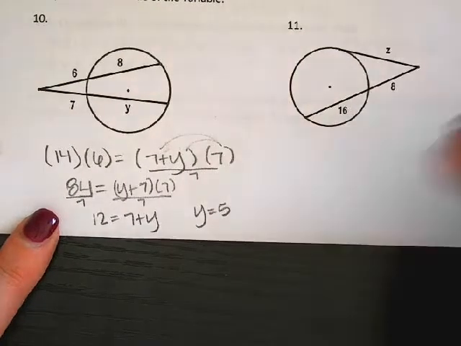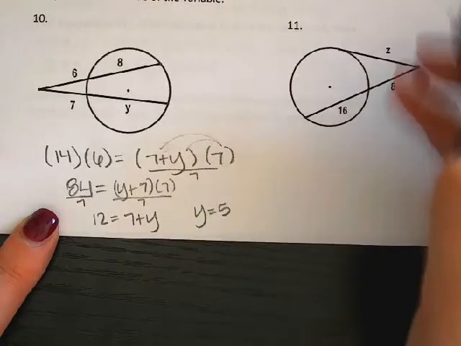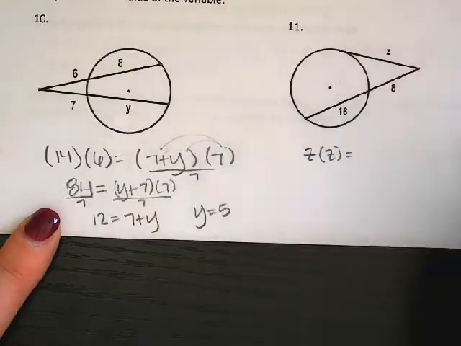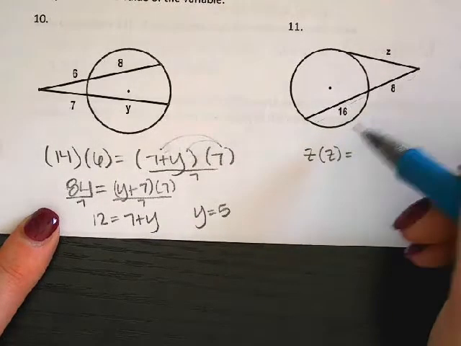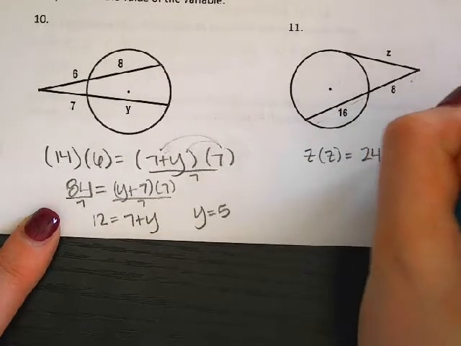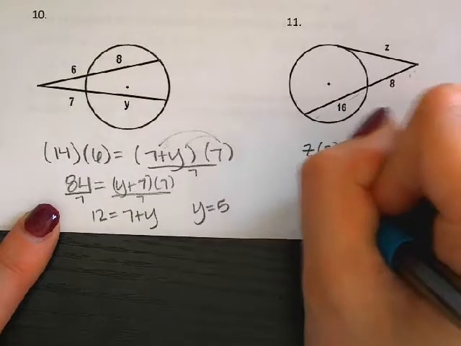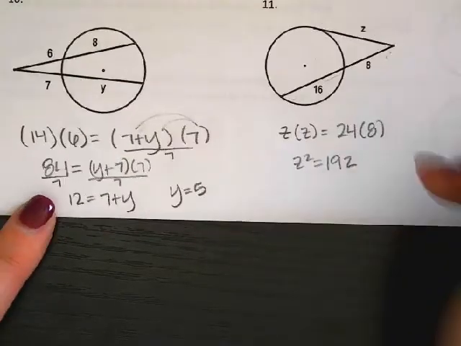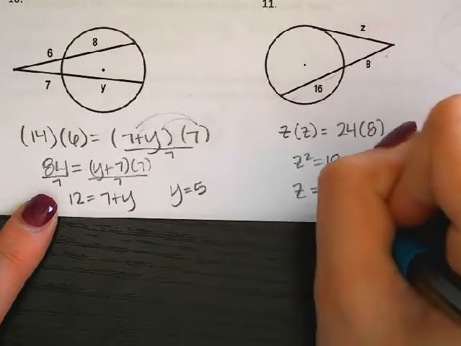Okay, so we're going to do the segment length multiplied by the outside, so that's going to be z times z equals the length of the segment, 24 times the outside, which is 8. So z squared equals 192. Z equals 13.85. Z equals the square root of 192.